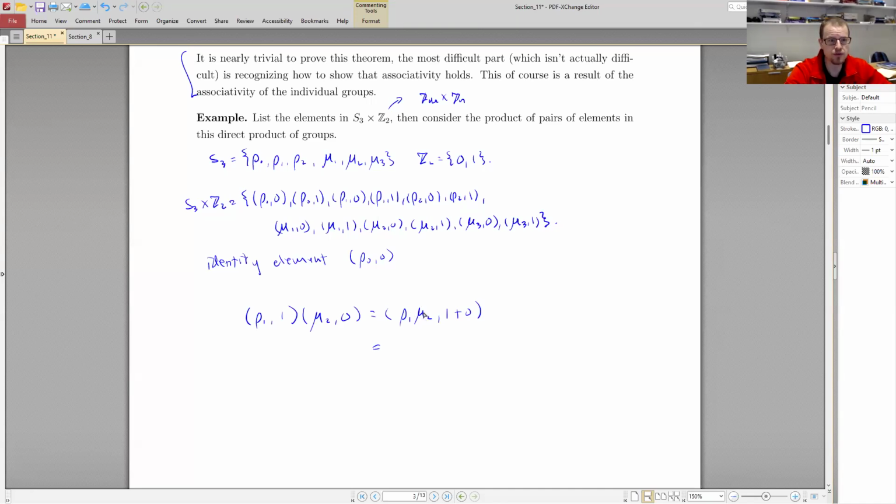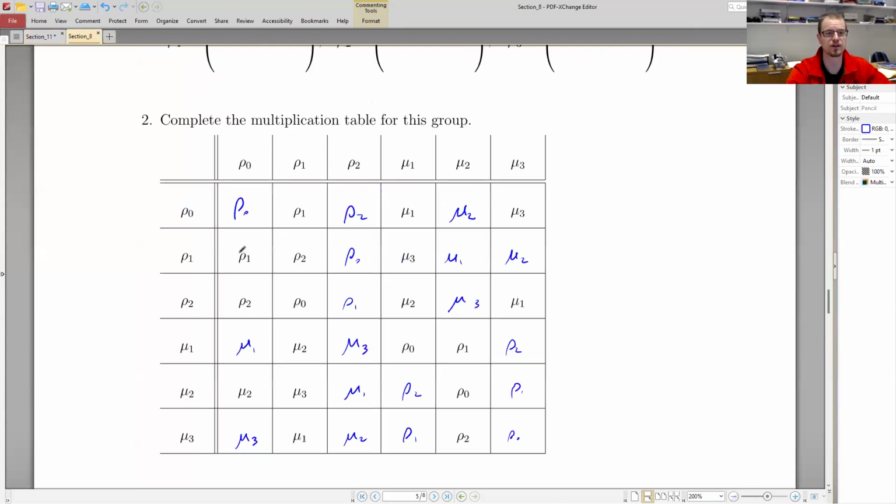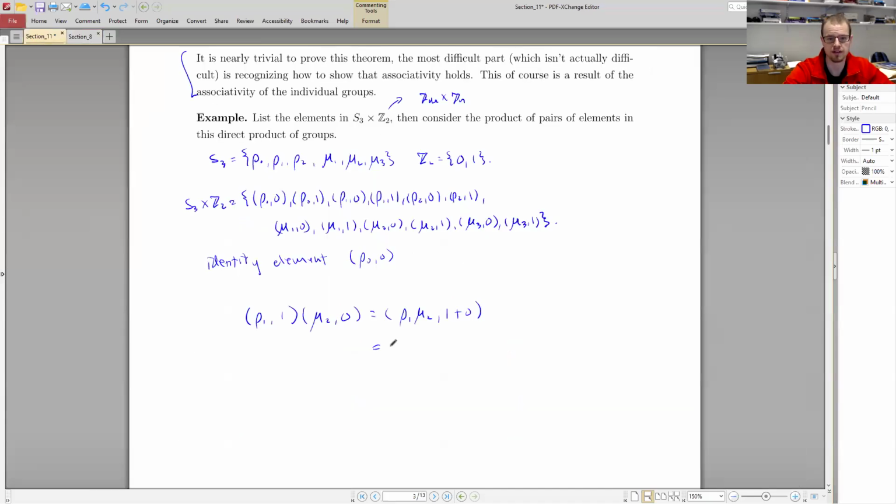Rho 1 mu2, well, I don't know that one off the top of my head, so I'm going to have to come over here and say rho 1 mu2 is mu1. Fantastic. Mu1, and then 1 plus 0 is 1. So we're able to combine those elements.